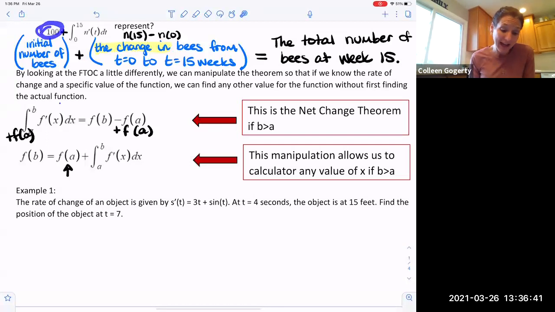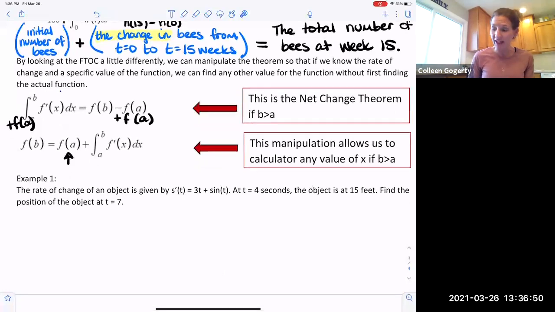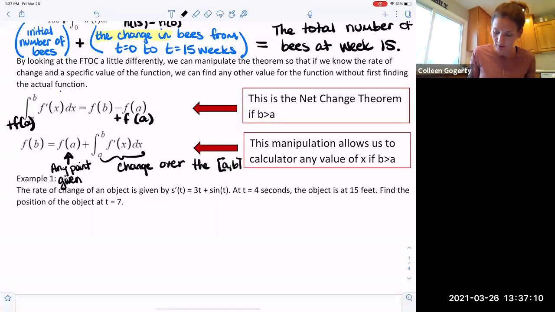I would have put 108 in here, but then I would have said week 1, right, to 15, something along those lines. We'll see some examples coming up, okay? So f of a is any starting value, any point in the function. Okay, now the other part here, this is the change over the interval a to b. Sorry, I should have written interval.